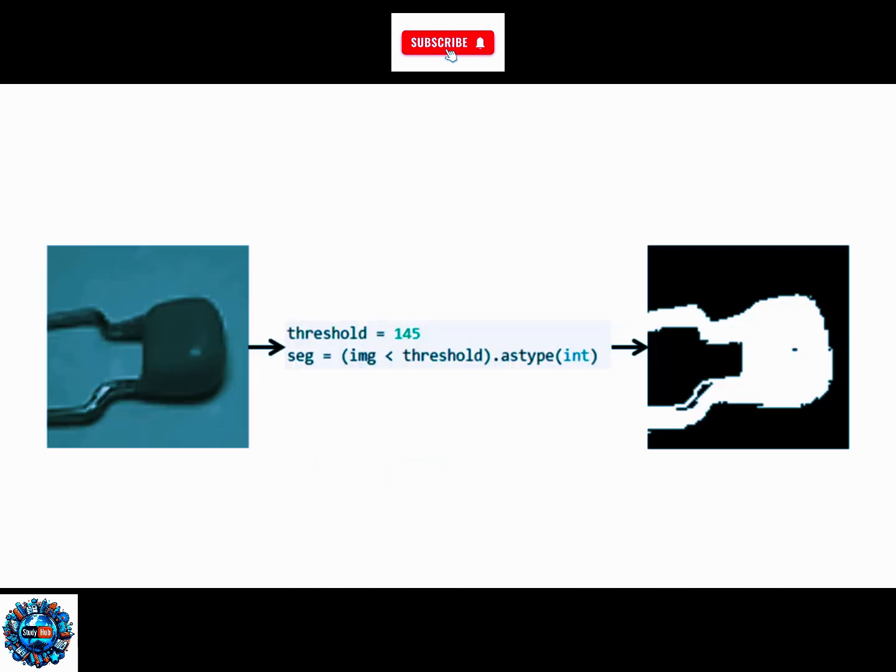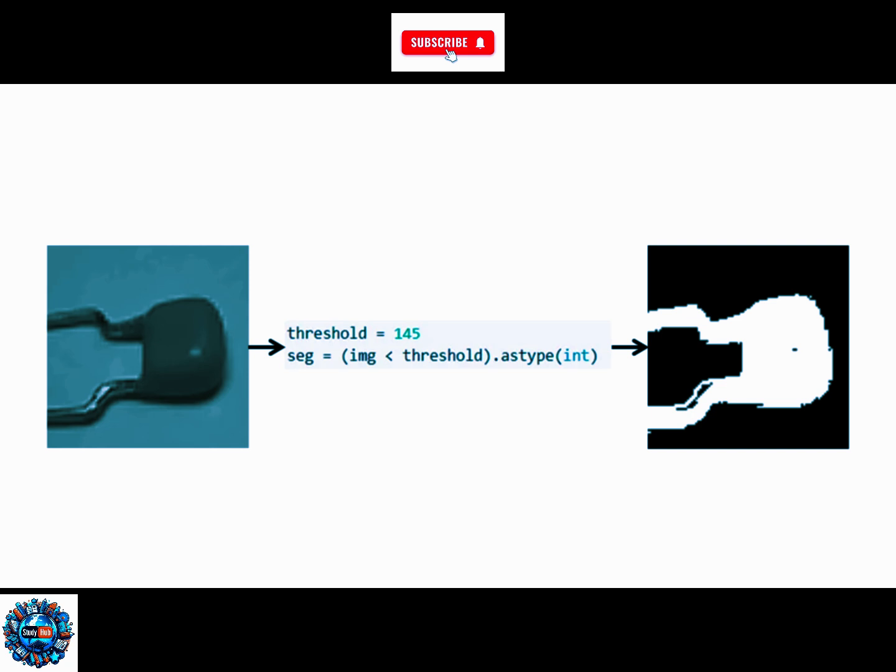One of the easiest forms of image segmentation you can do is a simple threshold. Convert an image to grayscale and set a threshold value. Any pixel over that value is one color and everything else is another. Assuming my grayscale capacitor image here is stored as a NumPy array in the IMG variable, this code snippet will convert anything less than a value of 145 to white. Everything else will be black. This produces a very basic segmented image of my capacitor.